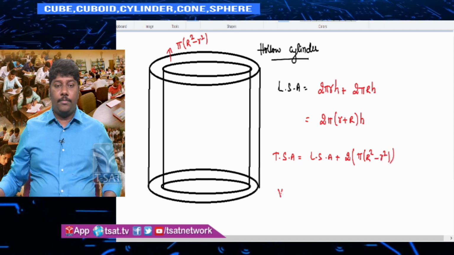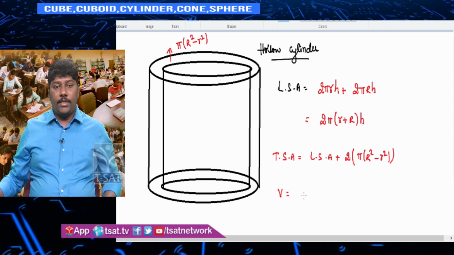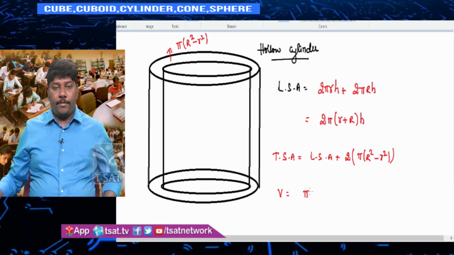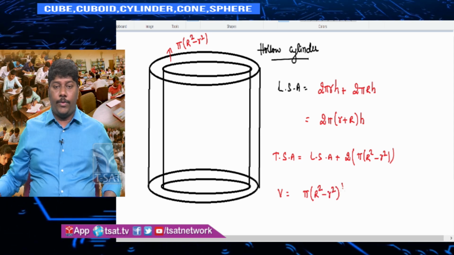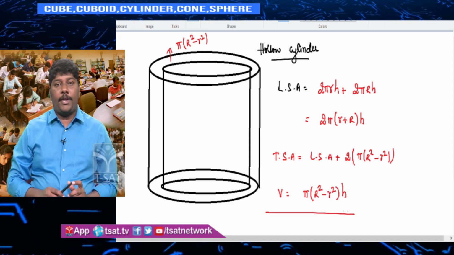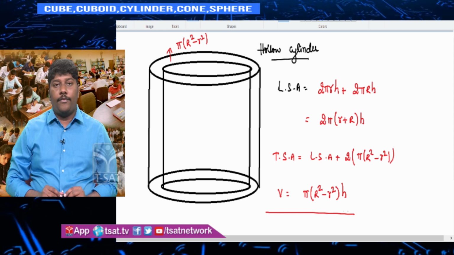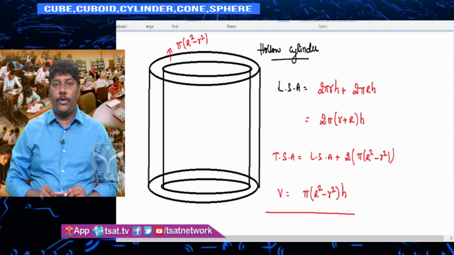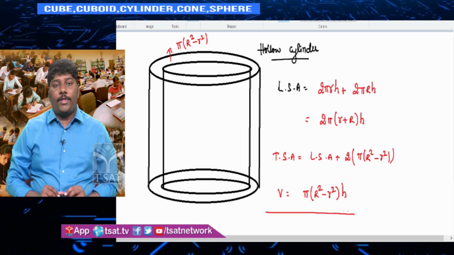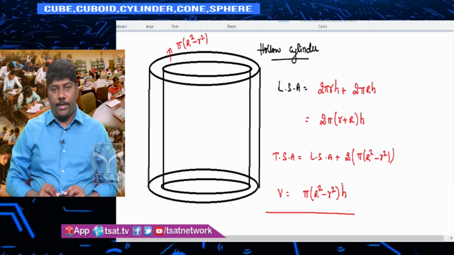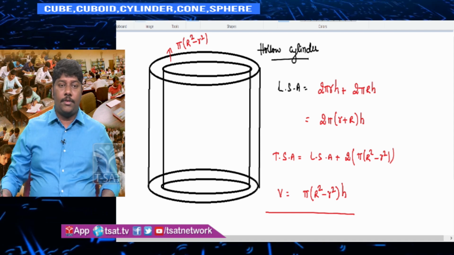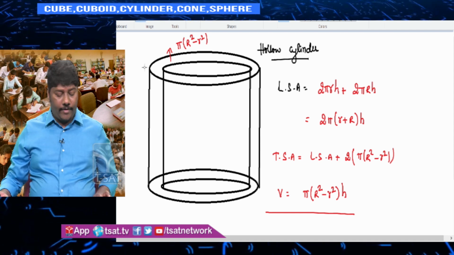When it comes to volume, outer cylinder, pi into capital R square minus small r square into h. I am just subtracting the volume of the inner cylinder from the volume of the outer cylinder in order to get the volume of the hollow cylinder. What is very important is the cylinder and also the hollow cylinder. In hollow figures, remember the hollow cylinder values.